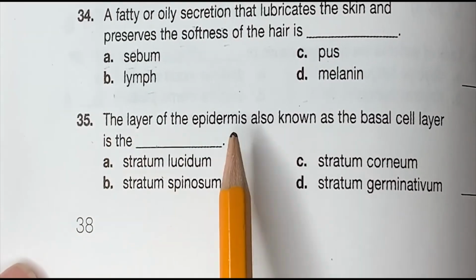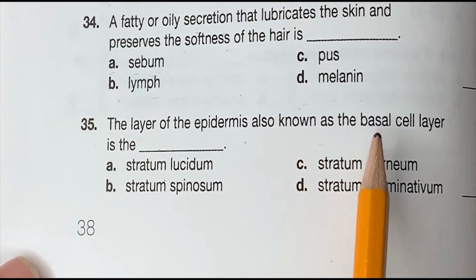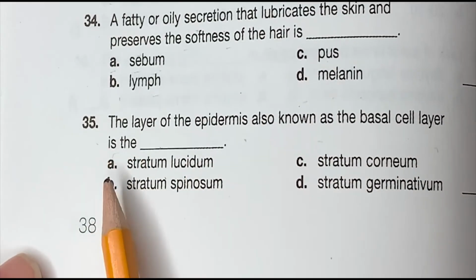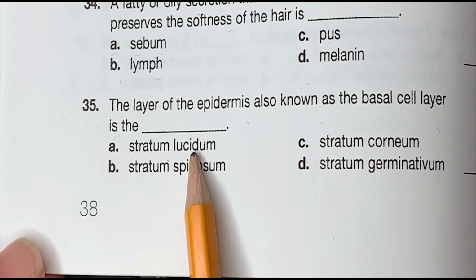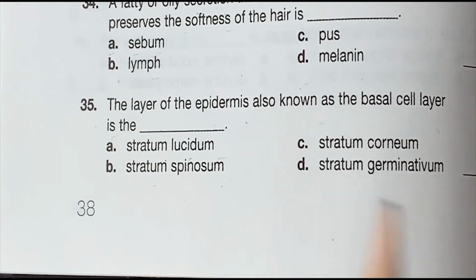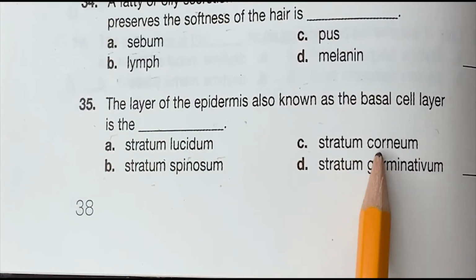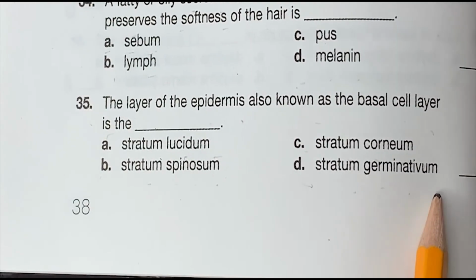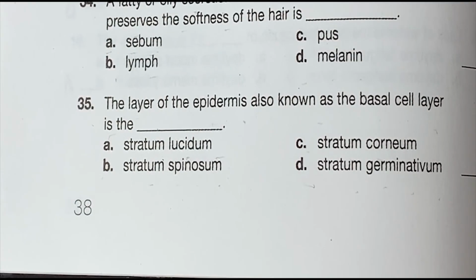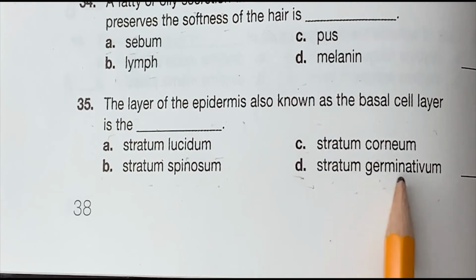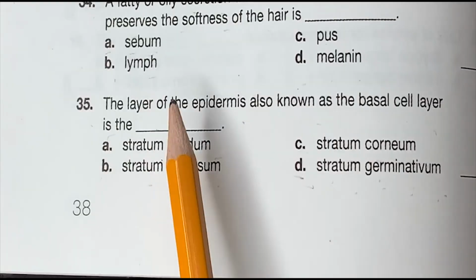35. The layer of the epidermis, also known as the basal cell layer, is the blank. Is it A, stratum luteum, B, stratum spinosum, C, stratum corneum, or D, stratum germinativum? And your correct answer is D, stratum germinativum, and that is the end of chapter 7.